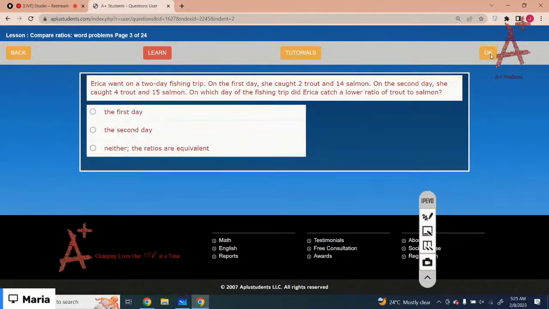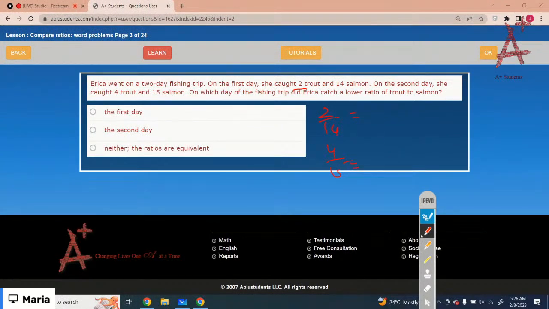Okay, the next one is: Erica went on a 2-day fishing trip. On the first day, she caught 2 trout and 14 salmon. On the second day, she caught 4 trout and 15 salmon. Don't guess the answers, use your notebook and pencil. On which day of the fishing trip did Erica catch a lower ratio of trout to salmon? In the first day it would be 2 over 14. In the second day it would be 4 over 15.